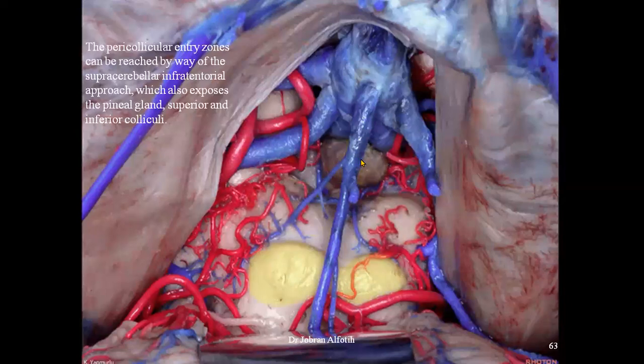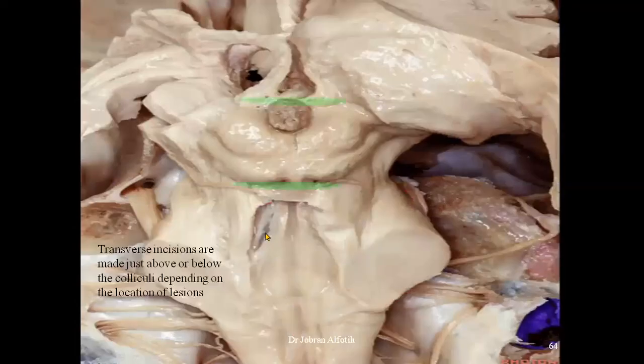Here is a very beautiful view of the supracerebellar infratentorial approach, which can expose the pineal gland and also the superior and inferior colliculi. Here is the superior, here is the inferior. We make a small incision above the colliculi, or inferior to the colliculi. This incision is the safest for entering lesions in this area.